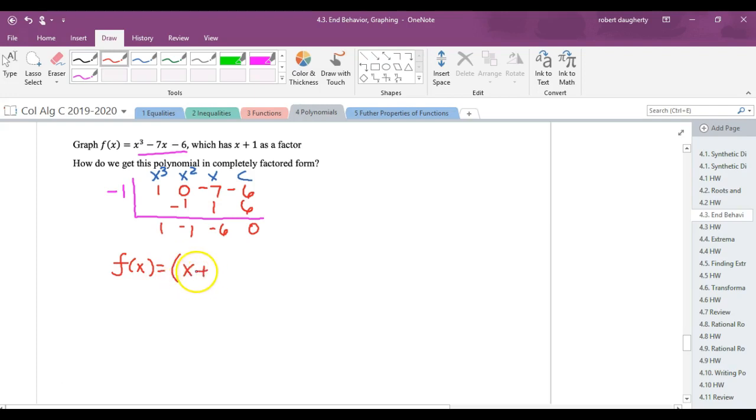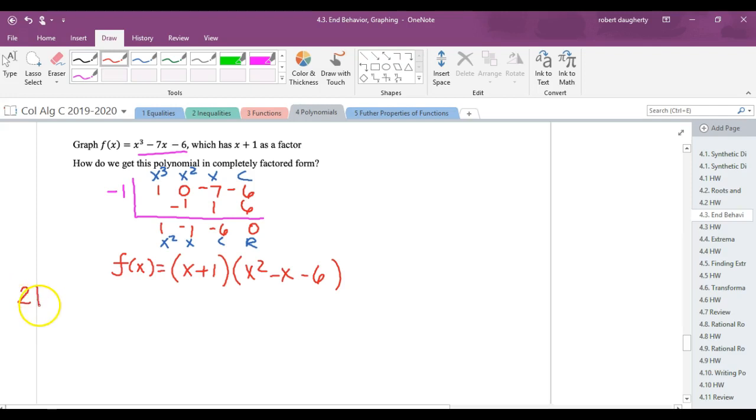X plus 1, that's the factor that I know. And then how do I read this bottom row? This is what? X squared, x, constant, remainder. How do I read that? X squared minus x minus 6. Okay, I'm on my way to being factored, but I'm not quite there. What do I do next? Yeah, I've got to factor the quadratic.